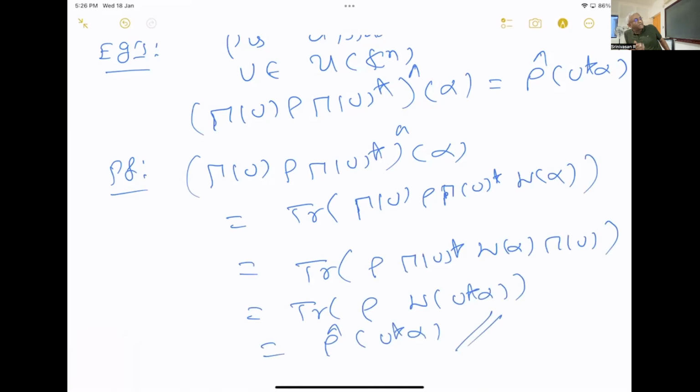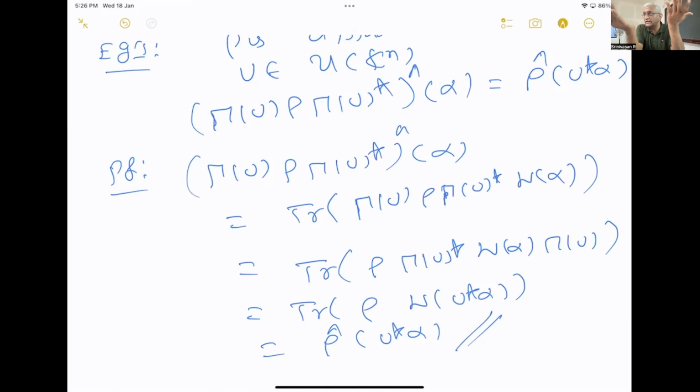So by conjugating with gamma u, you get a new state, and that state is nothing but rho hat evaluated at u star alpha. That's all. I think it's clear. We'll go to the next example.